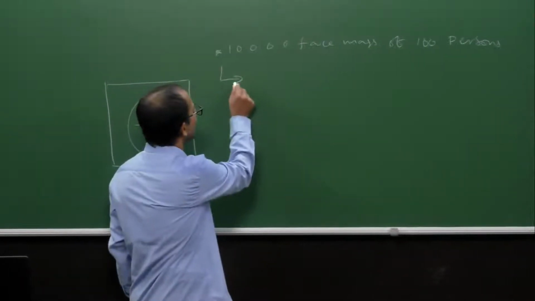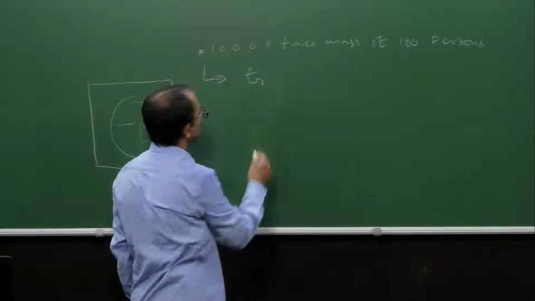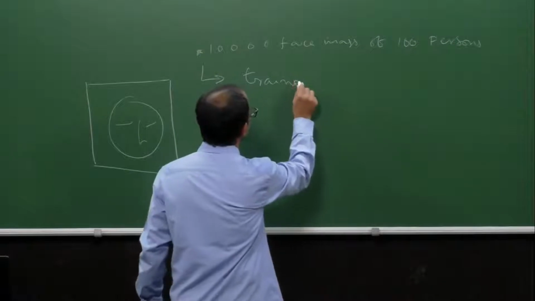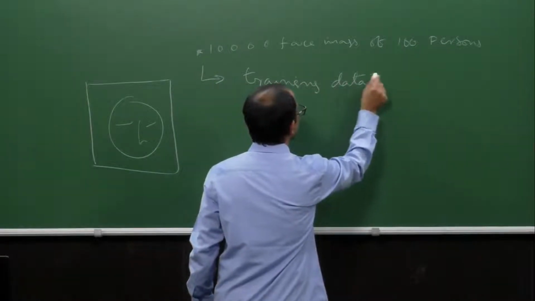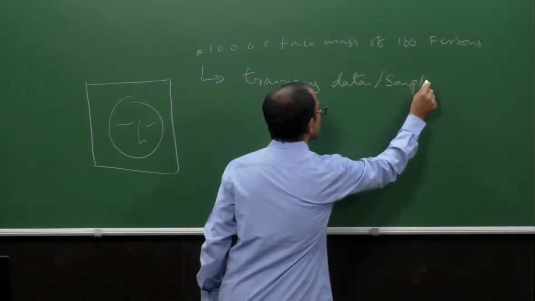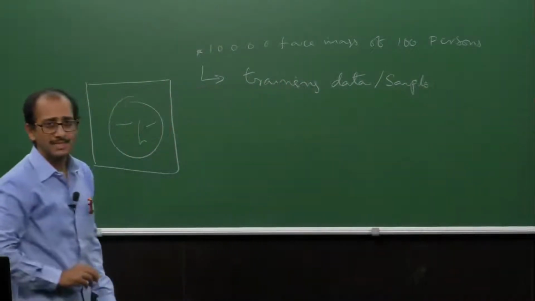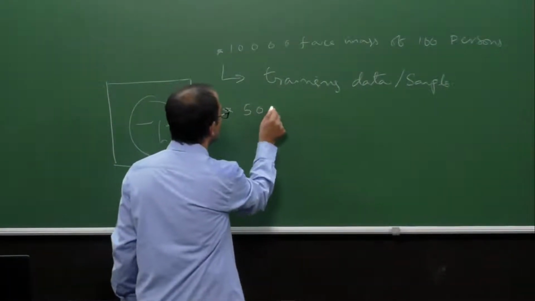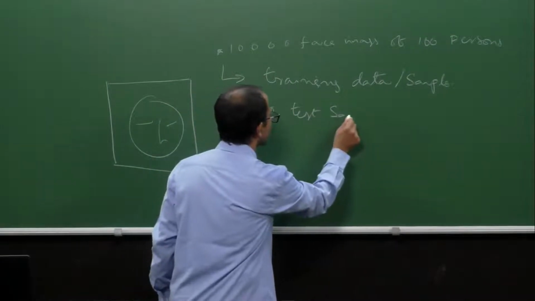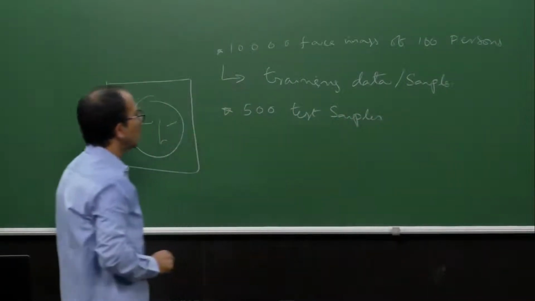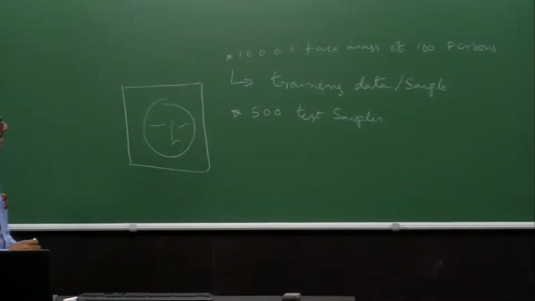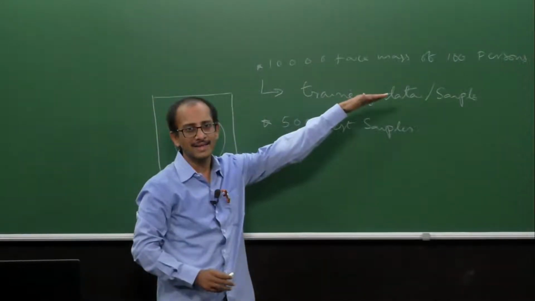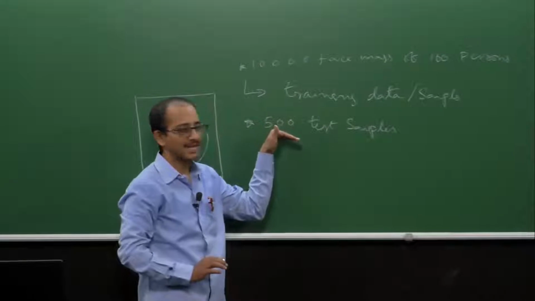So when we have training data or labeled data, what kind of classification technique can we use? Since we are given a set of training samples, we can use supervised classification for classifying a test sample. So assume that I have 500 test samples. Now the question is, given these 500 test samples, I want to put each of them into these 100 categories. So what is the method that you know?